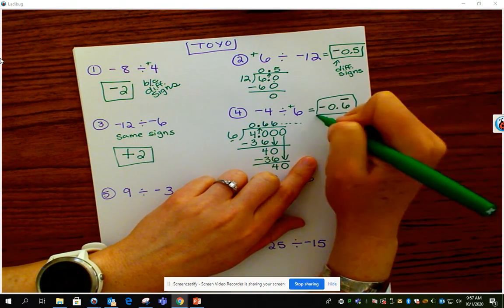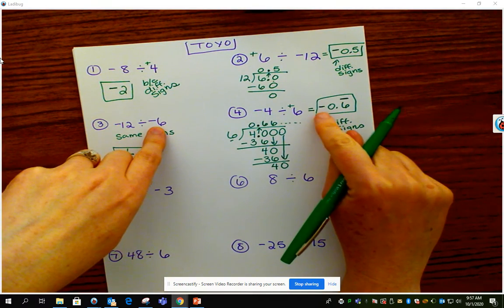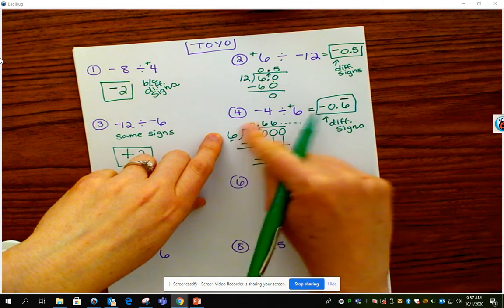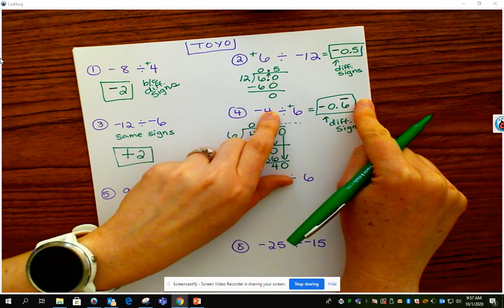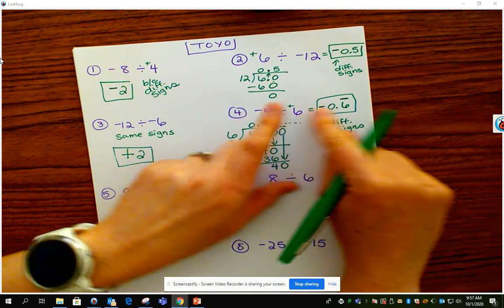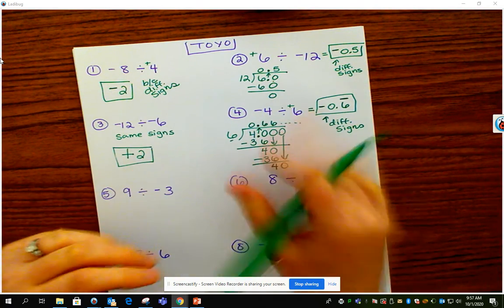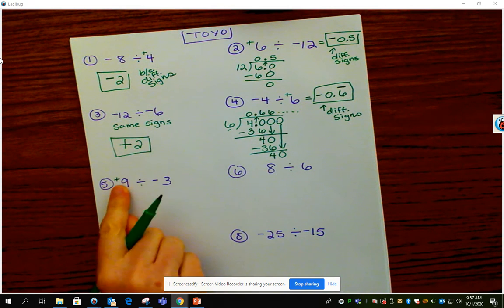So I highly suggest when you do these, figure out your sign first and write it down like I have been, then do the math, because you don't want to do all your dividing and then put your answer down and forget that you had different signs that you needed to think about. So take care of your signs first. Say, okay, my answer is going to be negative or my answer is going to be positive, then do the math.